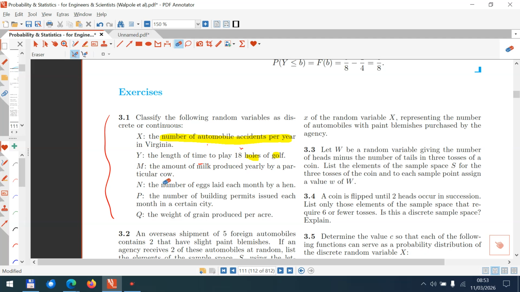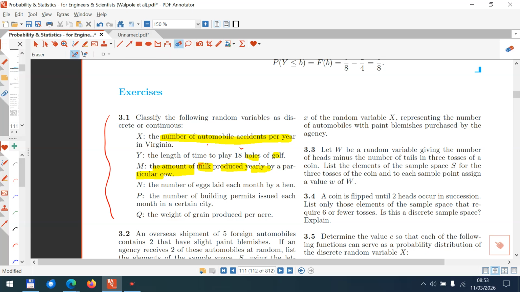So what about the next one? Amount of milk produced yearly by a particular cow. Discrete? Amount of milk. What do you mean by amount of milk? How do you measure milk? You measure in liters, yeah? A liter is volume. So it's continuous, right?